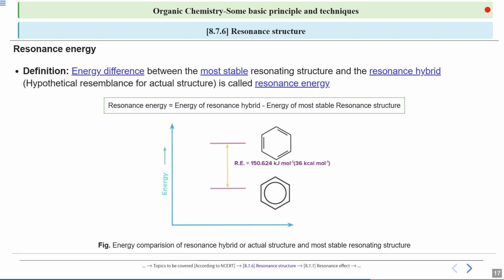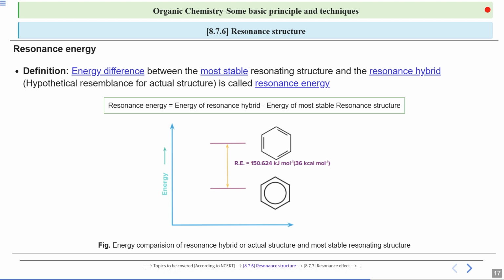Now, you can see the same in this graph also. Here, the most stable resonating structure of benzene, which is written here, is at an energy of 150.624 kilojoule per mole, or 36 kilocalorie per mole. In comparison to that, our actual structure, or the hypothetical representation of the actual structure, which is the hybrid structure of benzene, is at a lower energy. And the difference between these two energies is named resonance energy. So you will remember this.